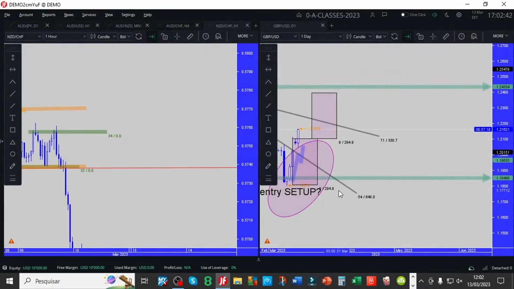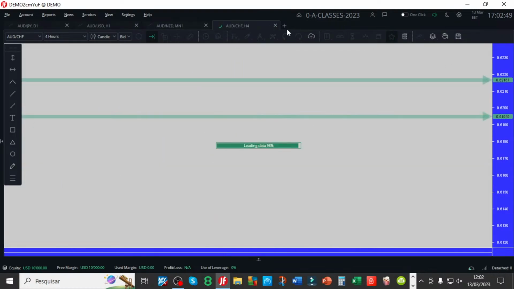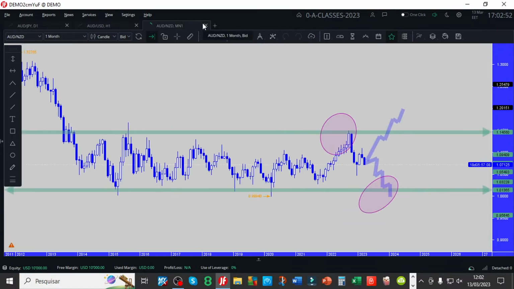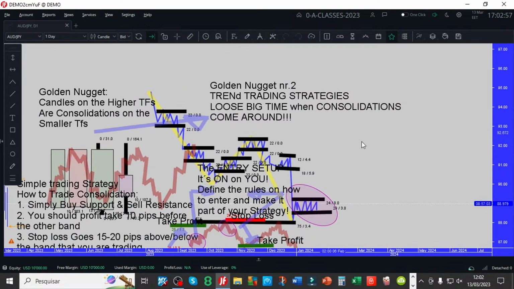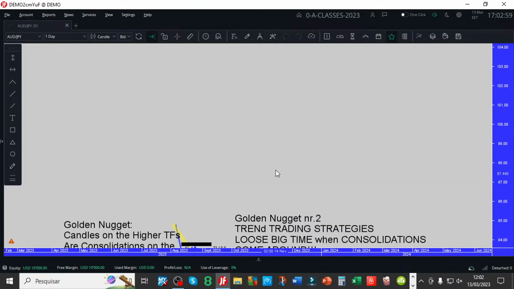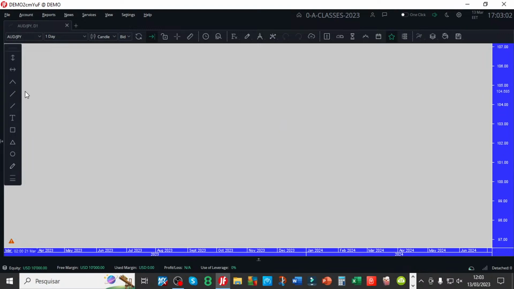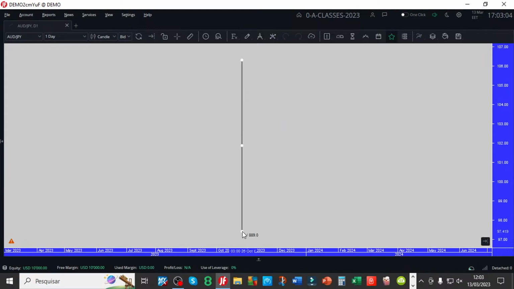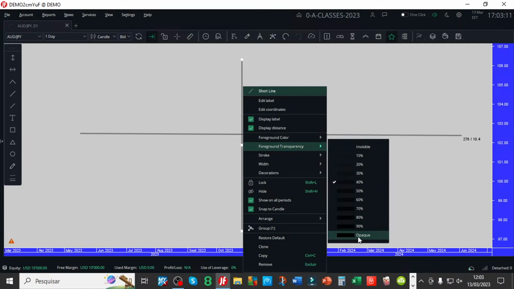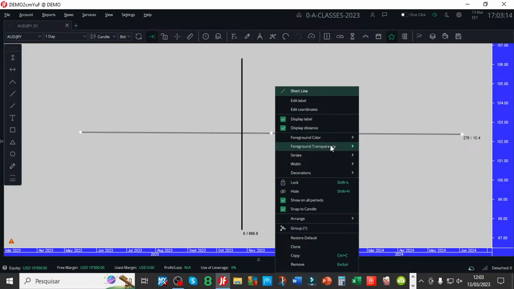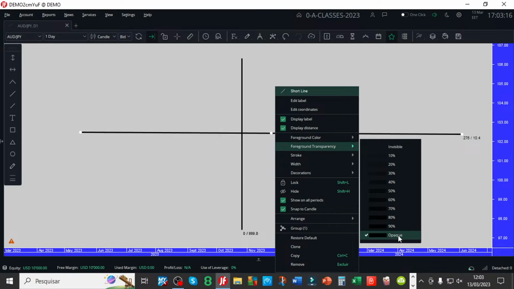Okay everybody, so support, resistance and pivot points in multiple time frame trading, right? Golden nugget. Alright, so we all love multiple time frame trading lessons, right? I love multiple time frame trading lessons. Those are the easy ones, right everybody?